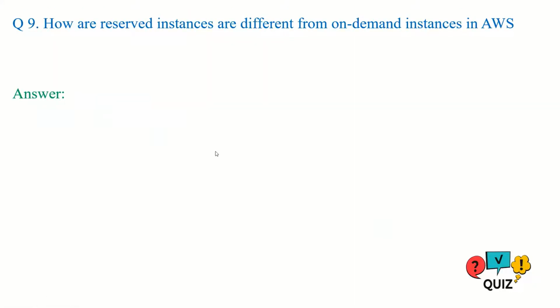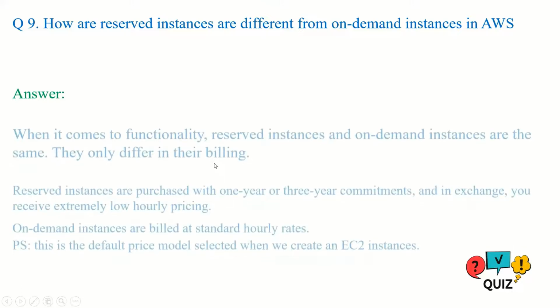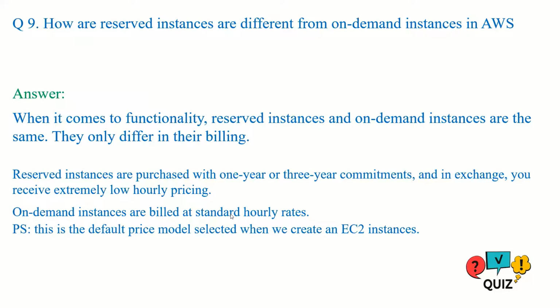How are reserved instances different from on-demand instances in AWS? The pricing might be lower on reserved instances, up to 75%. That's good. That's correct. So when it comes to functionality, reserved instances and on-demand instances are the same. The only difference is in their billing or the pricing. So reserved instances are purchased with 1 year or 3 years commitment, and in exchange, you receive extremely low hourly pricing. On-demand instances are billed at standard hourly rates.